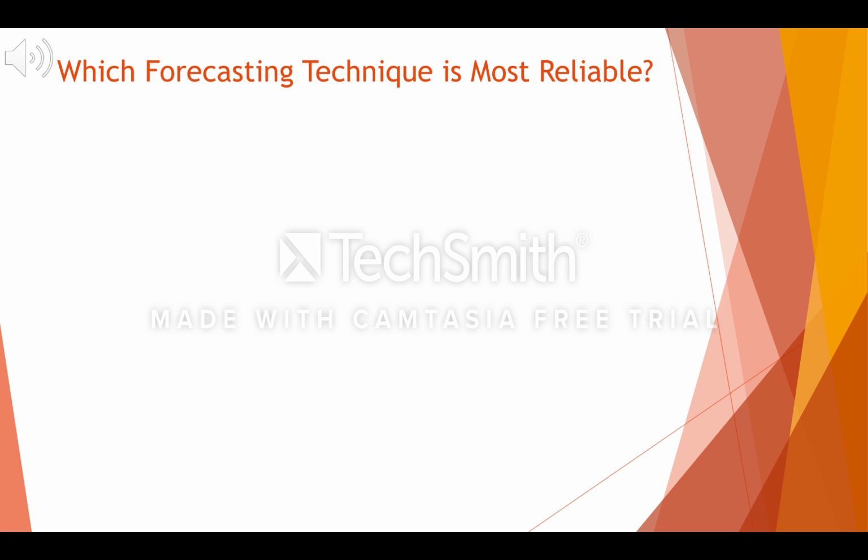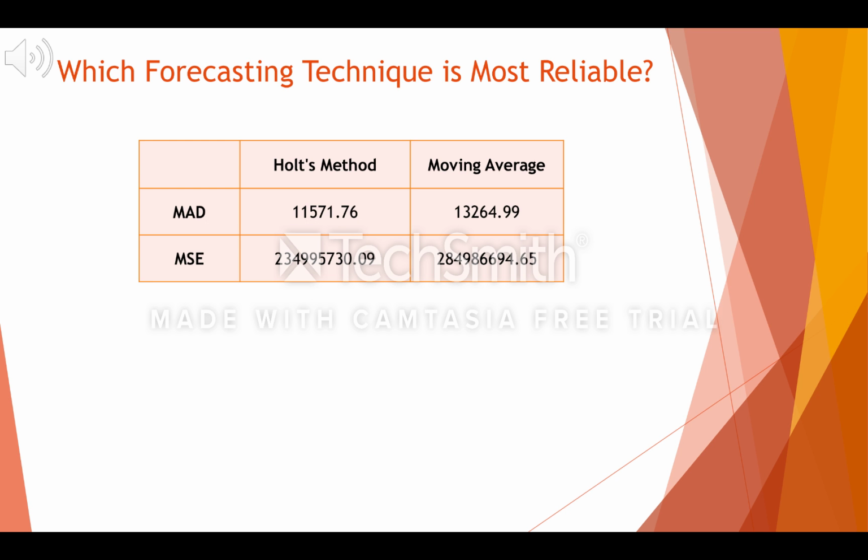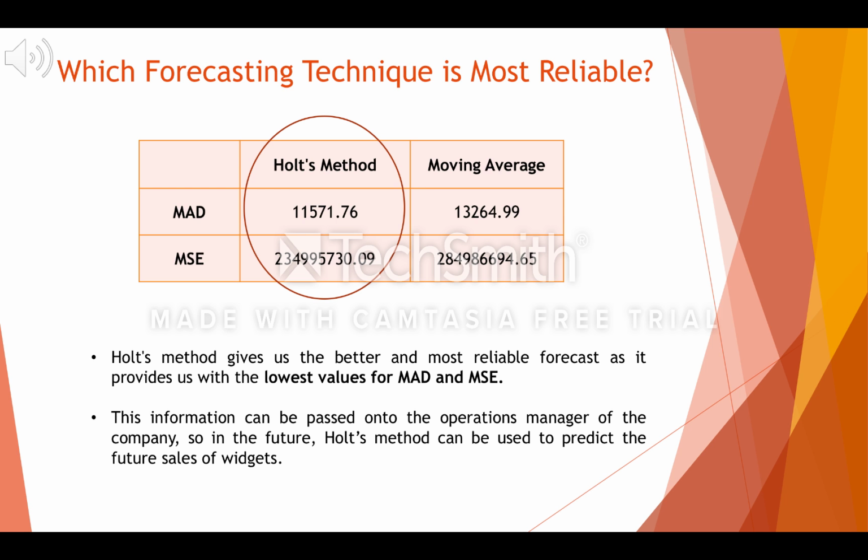As previously explained, we are looking for the most reliable method between Holt's and moving average. The results show that Holt's method is more reliable as the values for MAD and MSE are lower. To conclude, the international company can use Holt's method to predict the future sales of widgets.